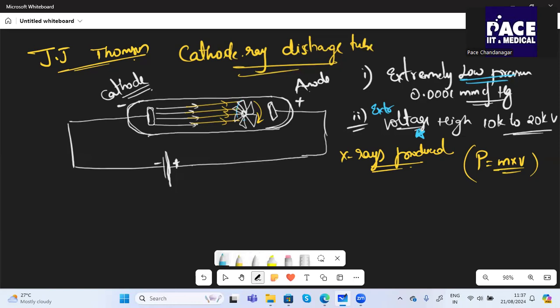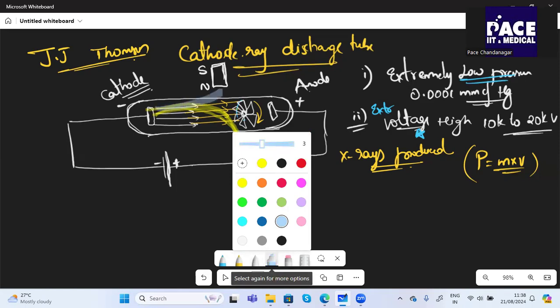And if we put a positive terminal over here, these rays get deflected towards the positive terminal, indicating that they are negative rays. And next, when you put a bar magnet here with north pole and south pole, these rays will tend to get attracted towards the north pole of the magnet.